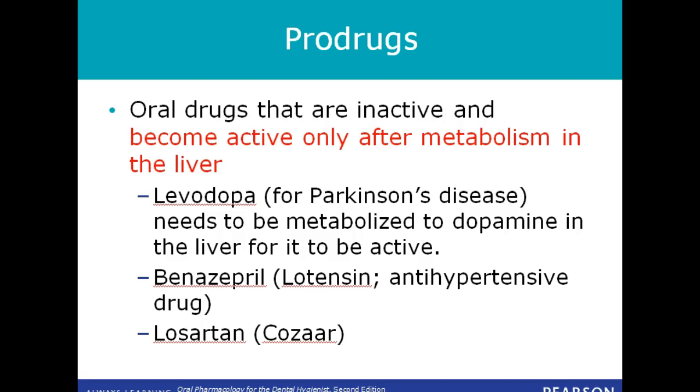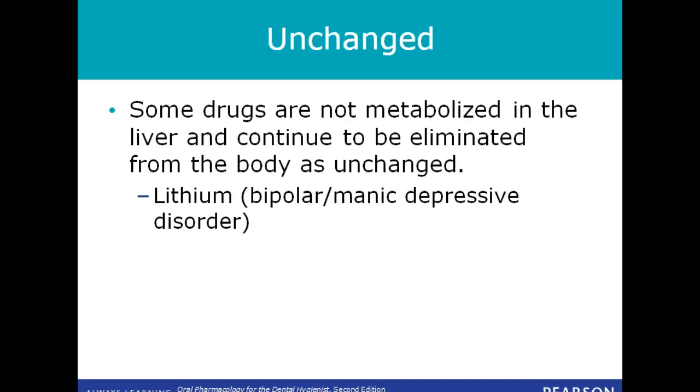A prodrug is a drug that becomes active only after metabolism in the liver. Examples are levodopa, benazepril, and losartan. Some drugs are not metabolized in the liver and continue to be eliminated from the body unchanged. An example is lithium.